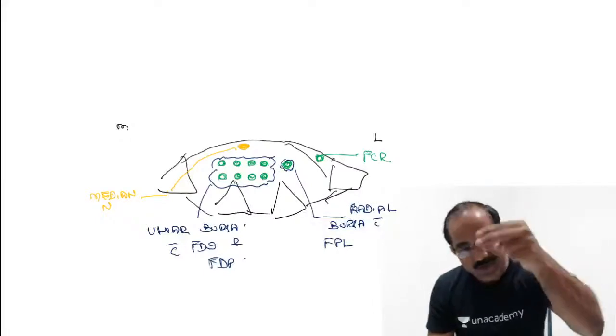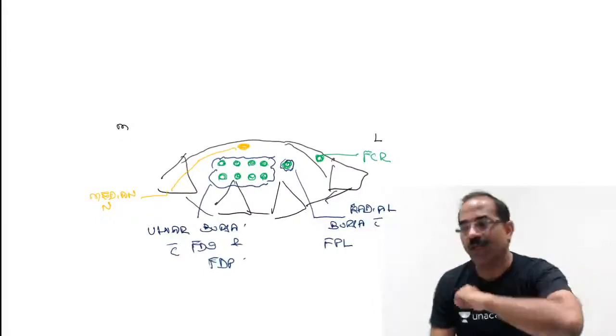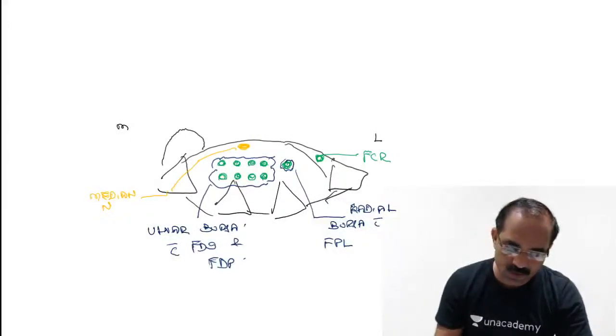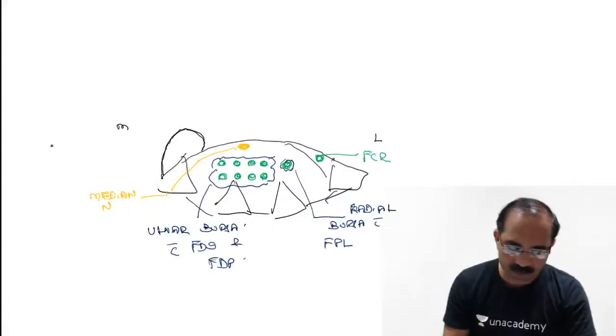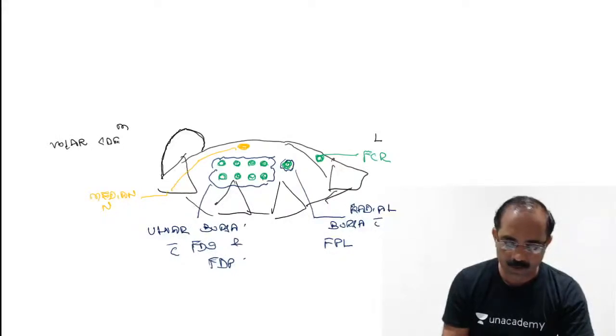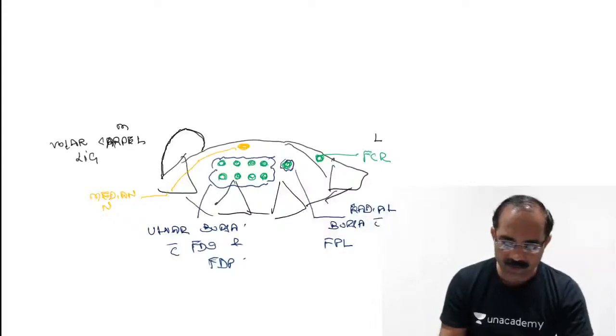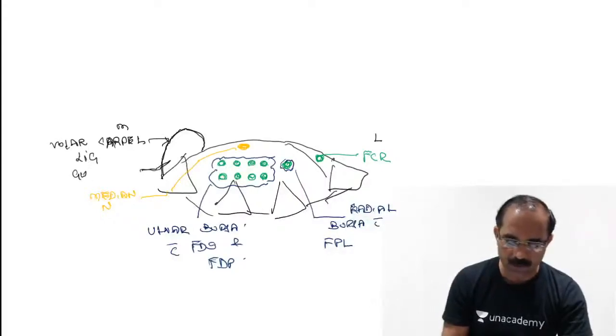Now, as the flexor retinaculum divides on the lateral side, similarly the flexor retinaculum sends a small extension on the medial side, and this is what we call the volar carpal ligament. And between the volar carpal ligament and the flexor retinaculum, this is what we call Guyon's tunnel.